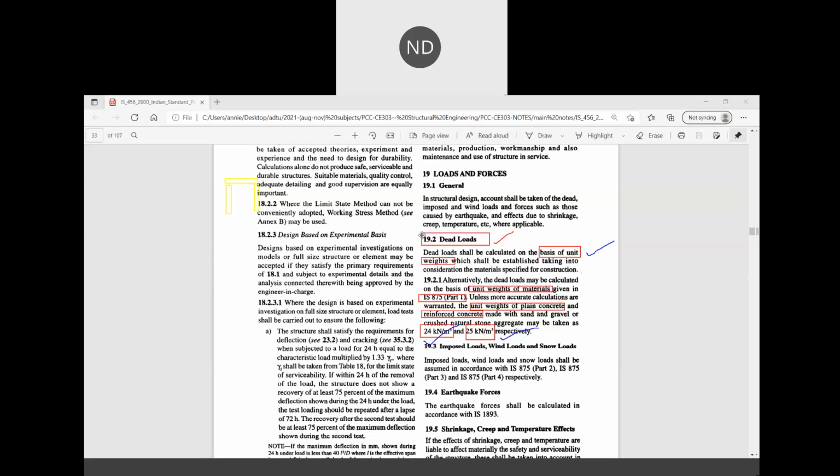Fixed means what? When you construct something, you will take some quantity of materials, and obviously those materials are going to increase the weight of your structure, right? If you construct a big beam without any reason, you are using more material, you are giving more load to the structure.